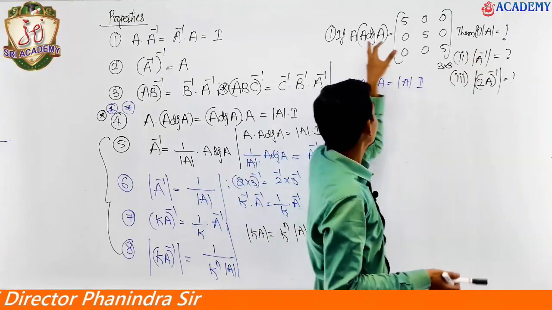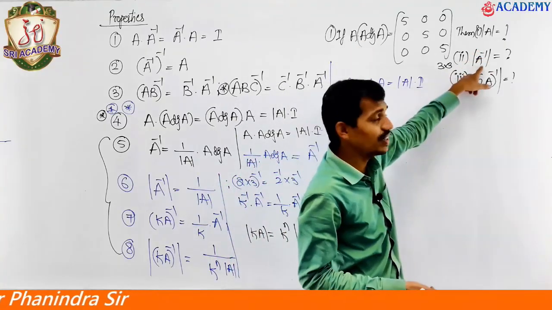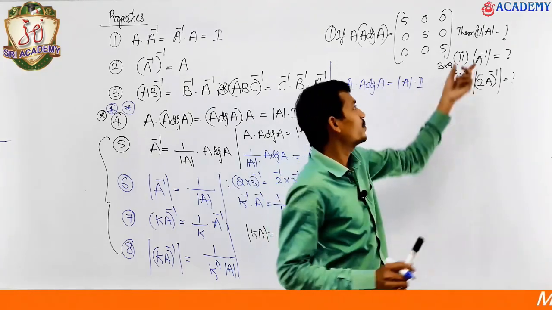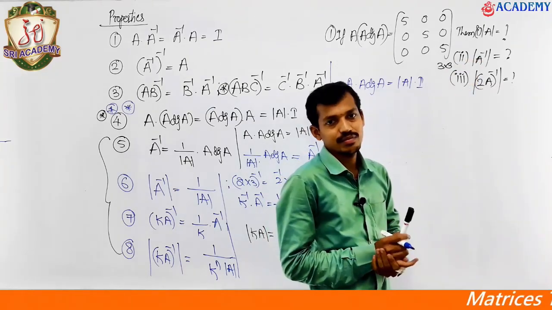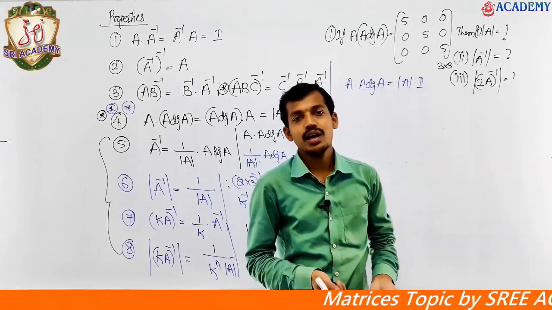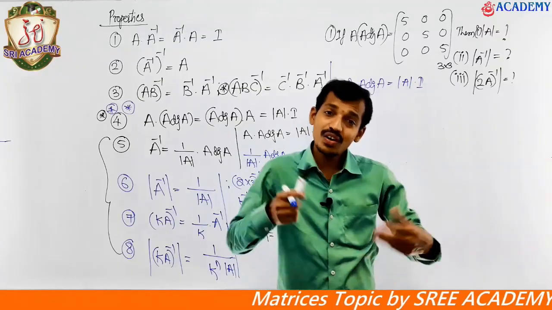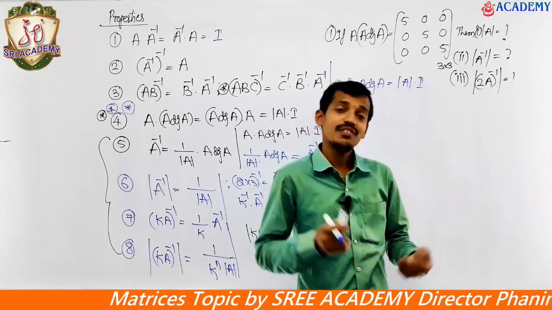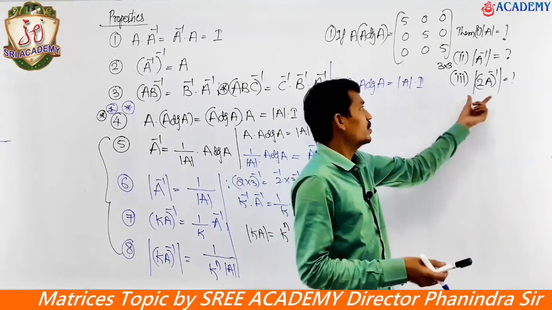Without A here, how do we find A inverse? After finding A inverse, only then can we find the determinant. How do we find the determinant of A inverse? And also here 2A inverse. We don't know A, so how will you get 2A? Without getting 2A, how will you get 2A whole inverse? After getting 2A whole inverse, you can find the determinant.